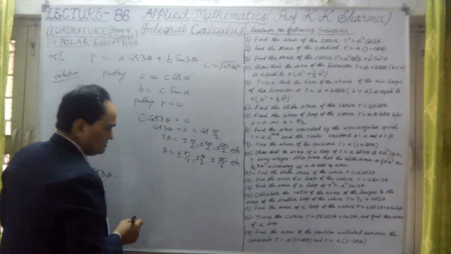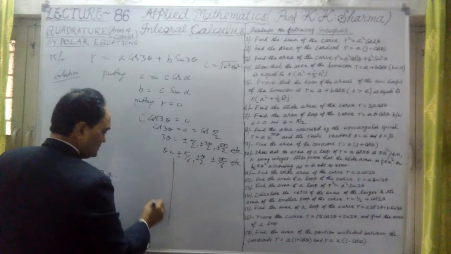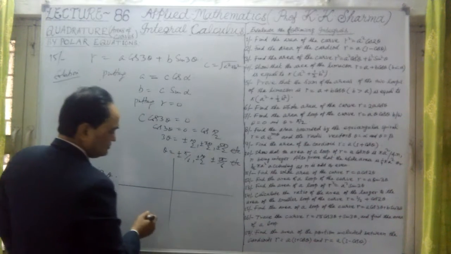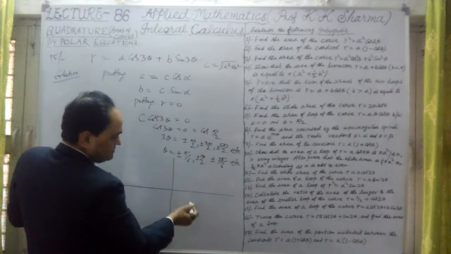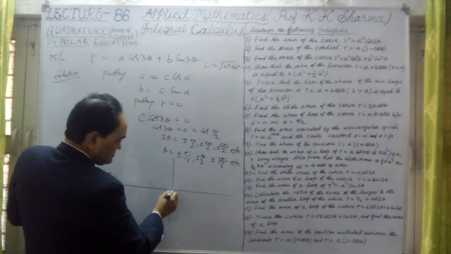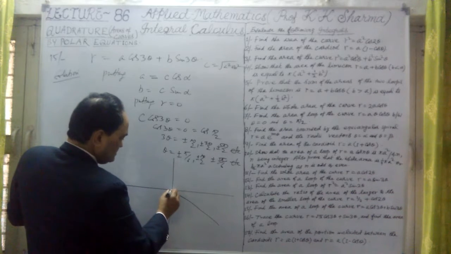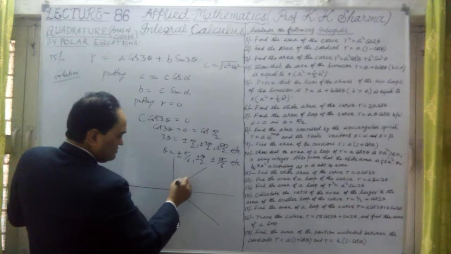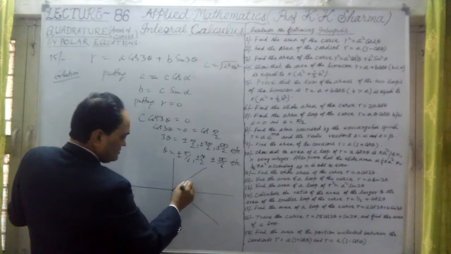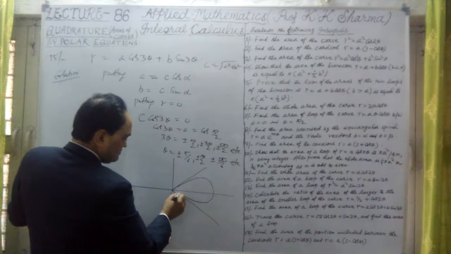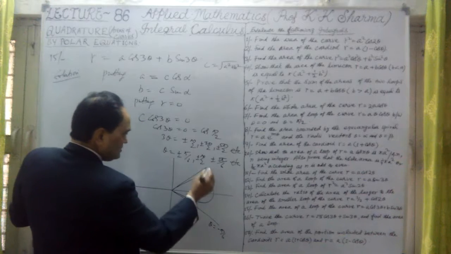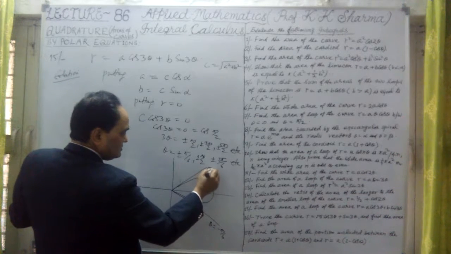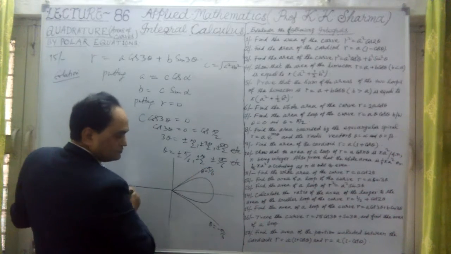Okay, so how many loops are there? We will have the first loop here. There are 3 loops only. Theta from minus pi by 6 to plus pi by 6, that is 30 degrees to 30 degrees. This line will be a tangent line, and within this line there is a loop. This is theta equal to minus pi by 6, and this is theta equal to pi by 6 positive.